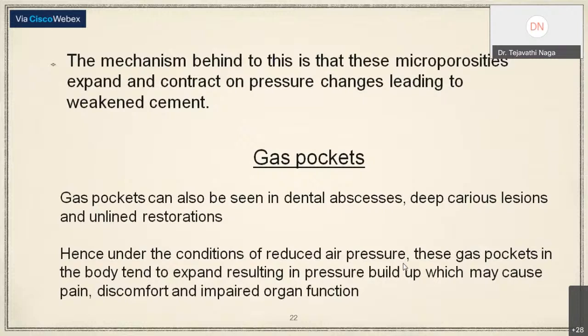There is something known as gas pockets. What are these gas pockets? Gas pockets can also be seen in dental abscesses, deep caries lesions, and leaky restorations. Hence, under conditions of reduced air pressure, these gas pockets in the body tend to expand, resulting in pressure buildup, which may cause pain, discomfort, and impaired organ function.